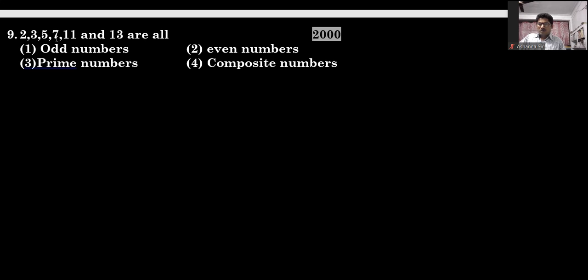Ninth one, 2, 3, 5, 7, 11 and 13 are all dash. So these are prime numbers. 2, 3, 5, 7, 11, 13 are all prime numbers. Option 3.